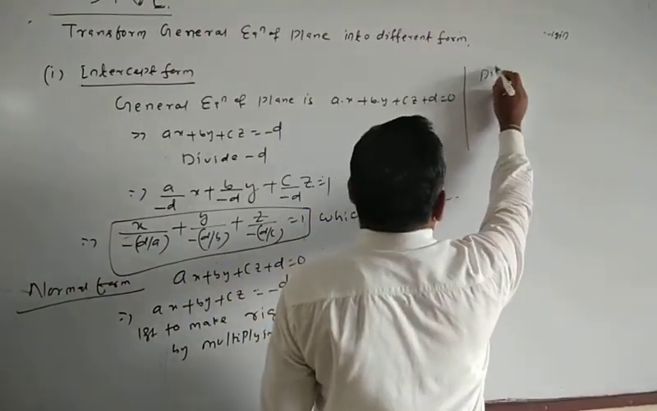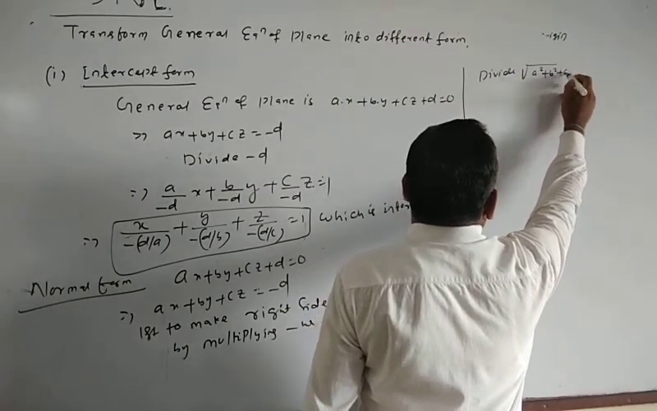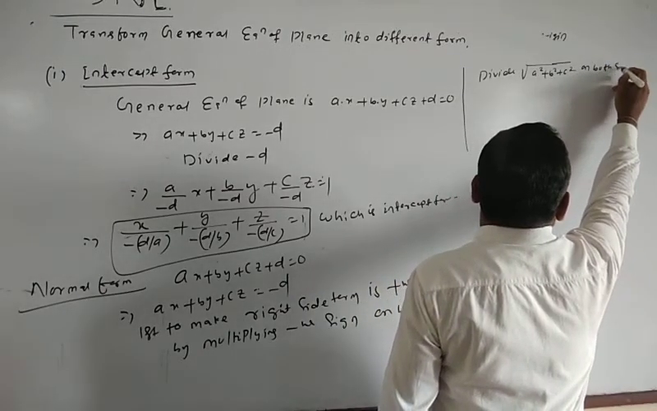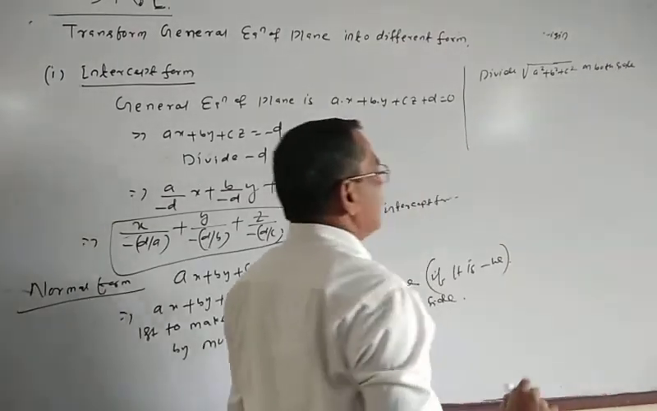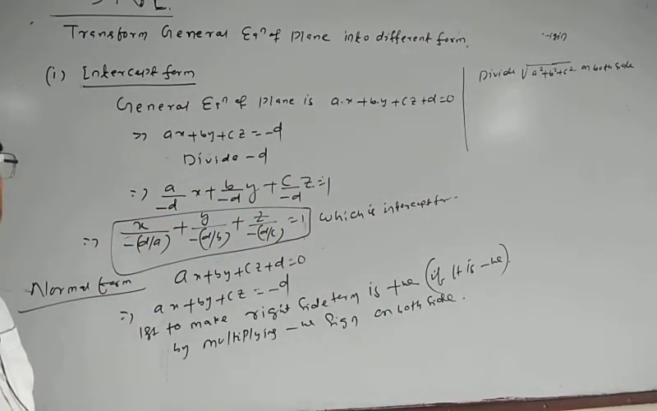Then divide both sides by root of a squared plus b squared plus c squared.